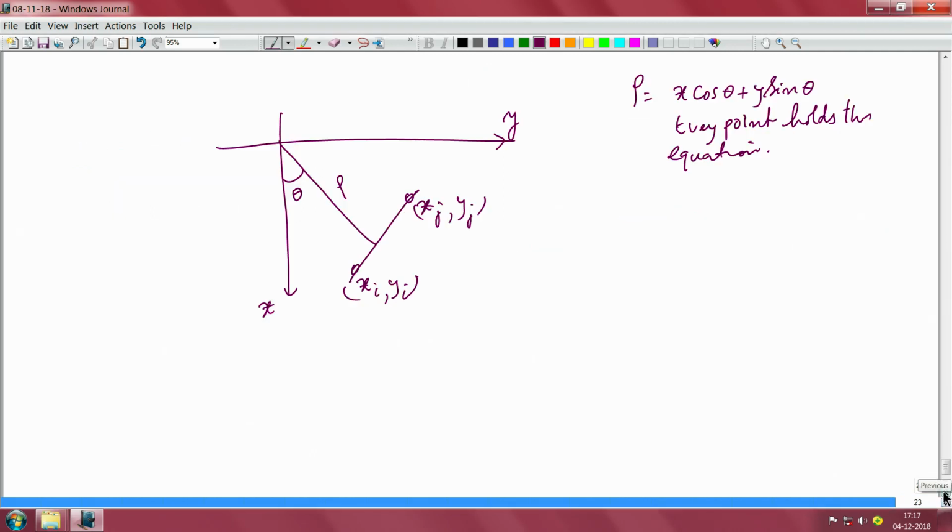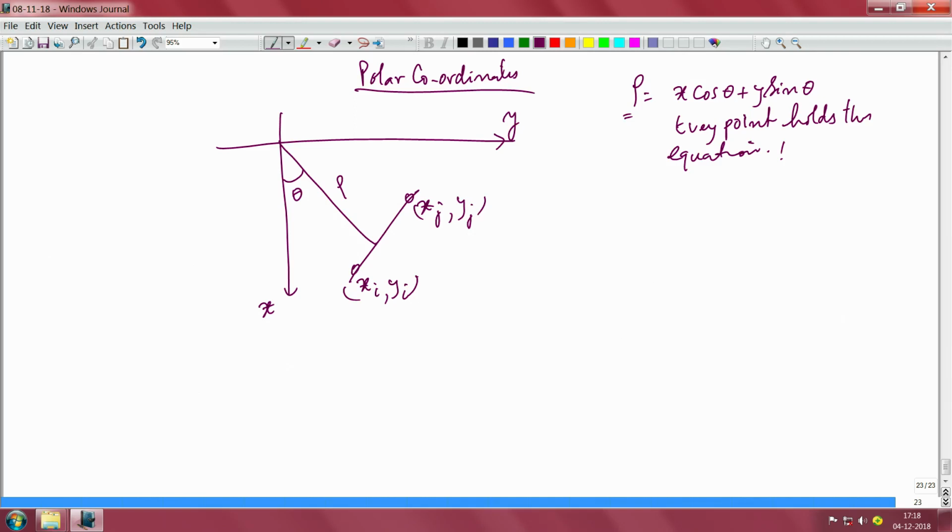Well, take the straight line into polar coordinates, where everything is represented as rho and theta. And you know this famous equation, rho is equal to x cos theta plus y sin theta, every point holds this equation. Every point, this is the key here, every point holds this equation. You know what you do is something even more interesting, you essentially do the following.